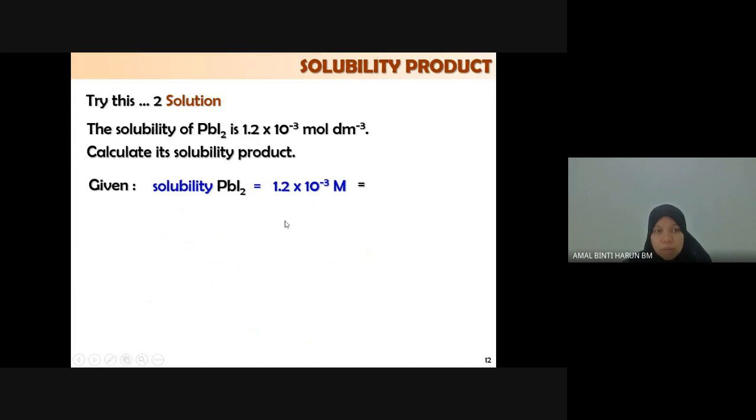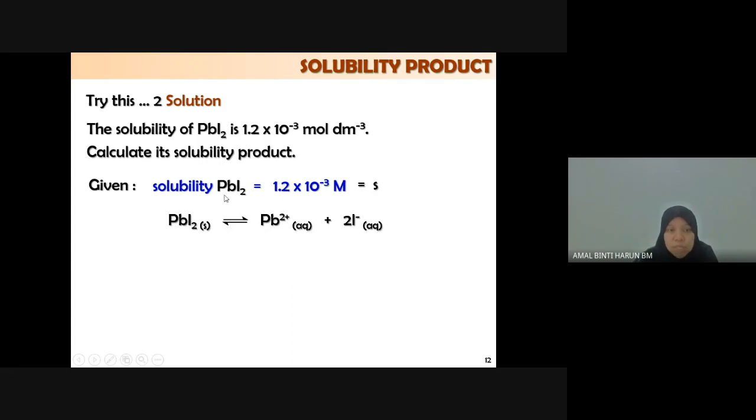Okay, contohnya kita ada lead iodide. Lead iodide ni dia kata solubility dia 1.2 exponent negative 3 mole per dm cubed. Calculate solubility product. So we are given the solubility of PbI2 and then KSP kita kena cari. So kita buat write down the dissociation equation for the lead iodide. So it produce Pb2 plus and 2 iodide ion.